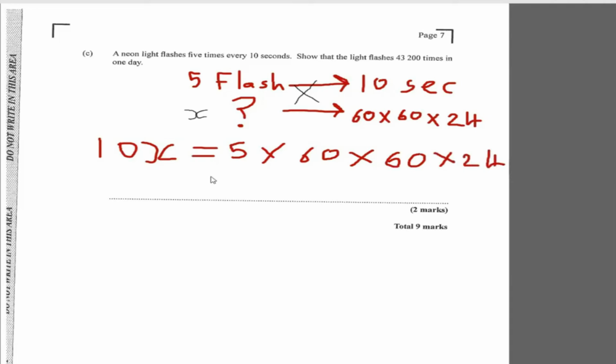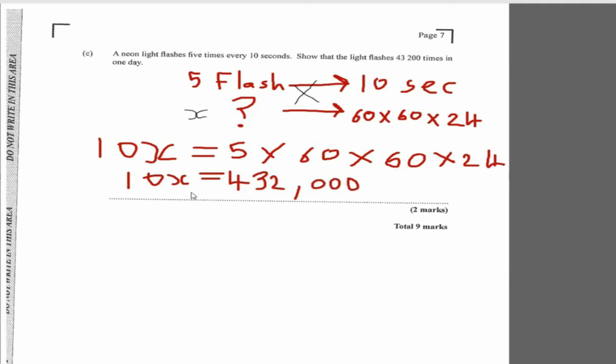All right, and then when you work this out, let's work that out. 10x is going to be 5 times 60 times 60 times 24. That's 432,000. That is 10x.